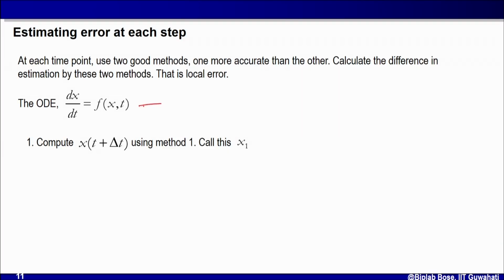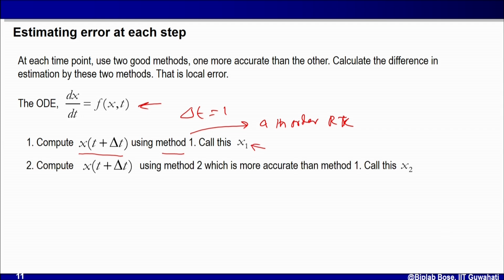So what I am doing is, I have an ODE given to me. I take a delta t, suppose that is equal to 1, and then I compute the value of x at t plus delta t using method 1. So that may be the fourth order Runge-Kutta method. And I call that result x1.